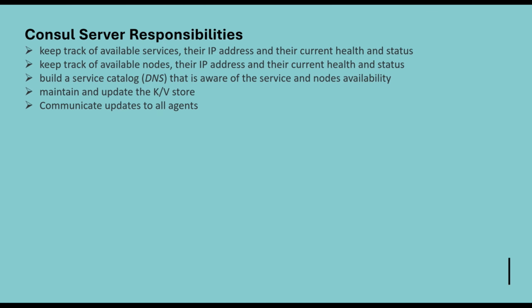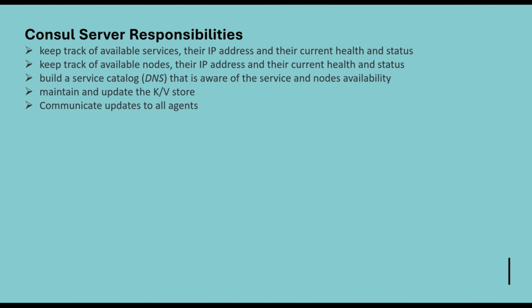Next, build a service catalog DNS that is aware of service and node availability. It is basically forming a DNS, domain name system, that keeps track of service availability. Maintain and update the KV store. The KV store is key-value based. Consul keeps data in the form of keys and values, and that's how it stores the configuration values of multiple microservices.